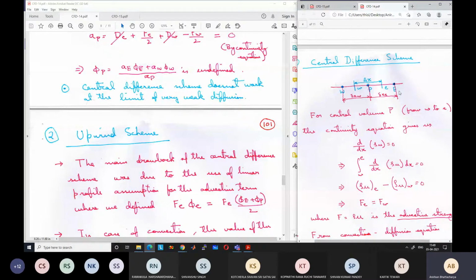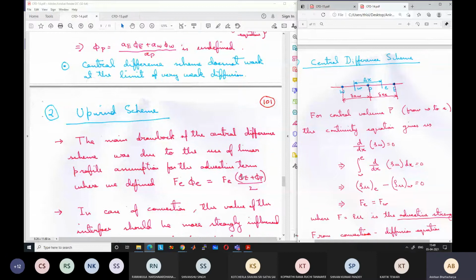But we had taken equal influence of the upstream and downstream side in our central difference scheme, and that was causing a problem. However, when the velocity was very small, the downstream side can also have strong influence because of diffusion. So when the velocity was very small or 0, then the central difference scheme works very well because the downstream side also has a lot of influence, and that is reflected in this scheme.